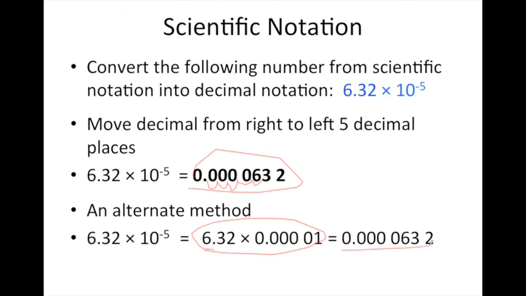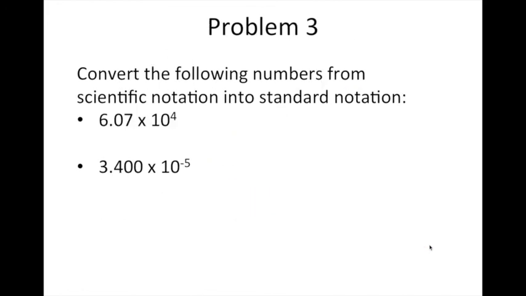So be sure you can go from scientific to standard notation or vice versa. Okay? Practice a couple of problems here. Pause the video and give this a try. Okay, so for this one, we need to move it from left to right. We have a positive exponent, so we know our number is going to be bigger than 1. So we're going to move it 1, 2, 3, 4 spaces to give us 60,700.